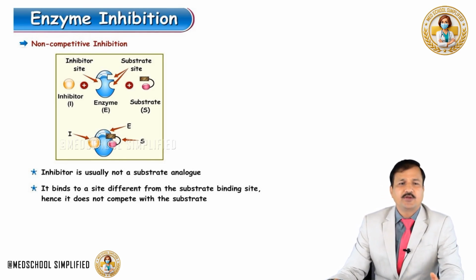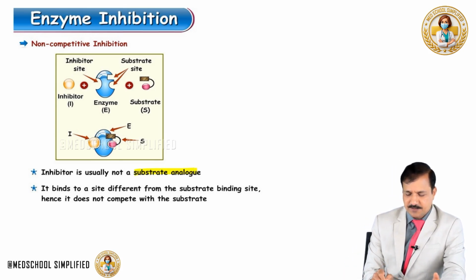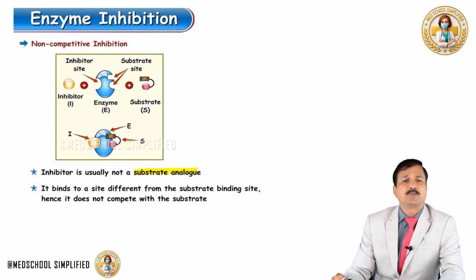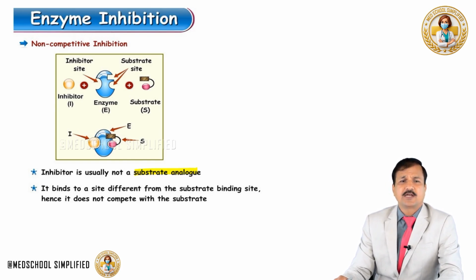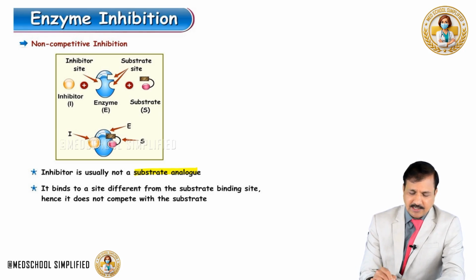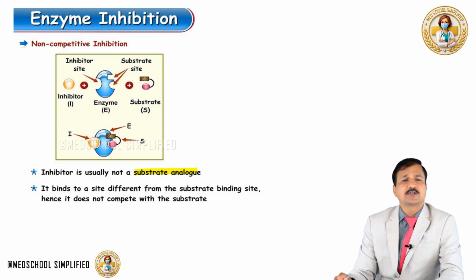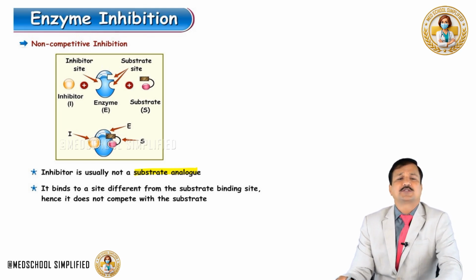In the non-competitive inhibitor, this is not a structural analog. It's not a substrate analog. It does not resemble the natural substrate, and it is also not going to compete with the natural substrate because it's not going to bind to the active site of the enzyme, as you see here. The active site of the enzyme where the substrate is binding is shown, whereas the inhibitor site is different from the active site in a non-competitive inhibition mechanism. That means there is no competition here.